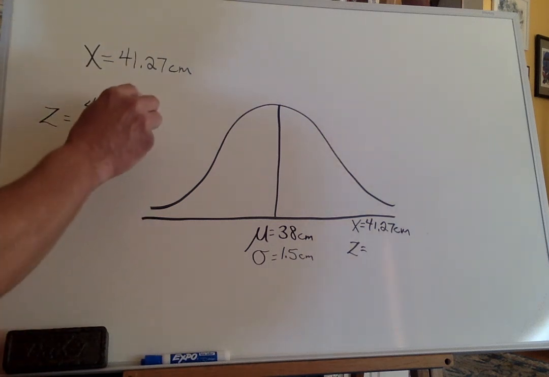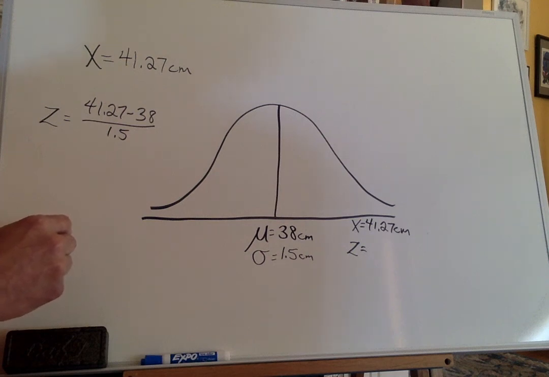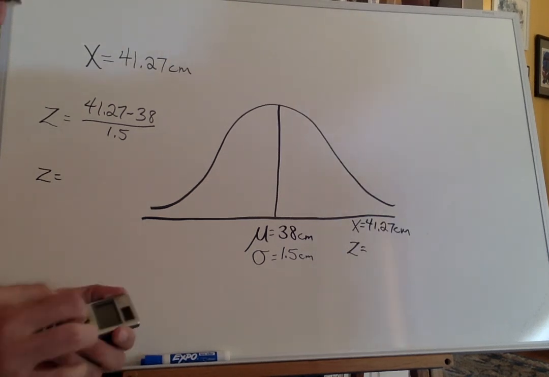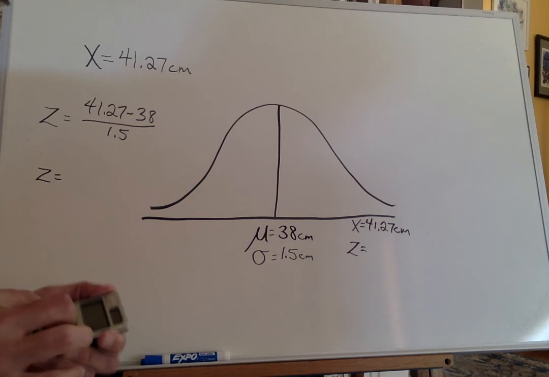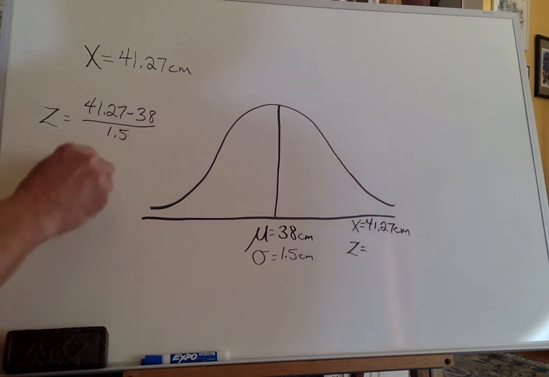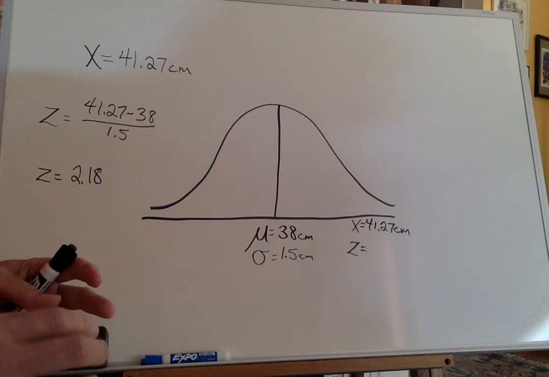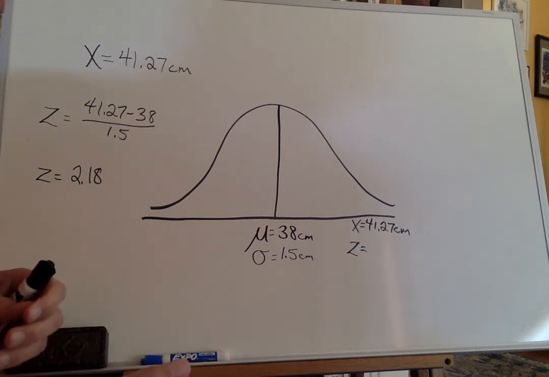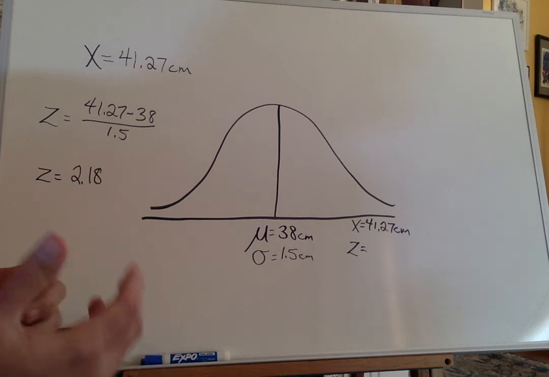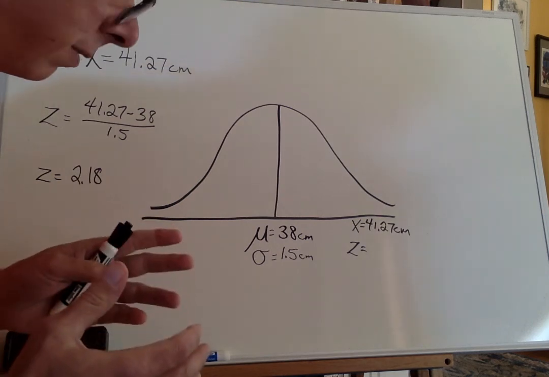41.27 minus the average of 38, divided by the standard deviation of 1.5. And so the z-score here, let's get my handy dandy calculator, 41.27 minus 38 divided by 1.5. Okay, so the z-score is 2.18, which means that this baby's head is more than 2 standard deviations away from the mean. And of course, I hope that you remember from a couple of videos ago that that's pretty far out there, okay?